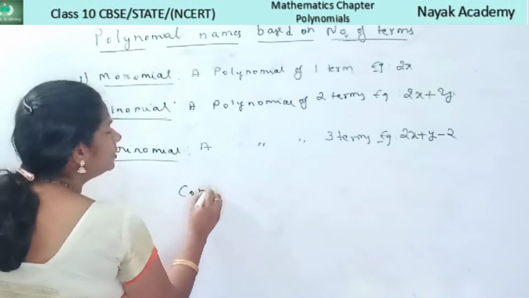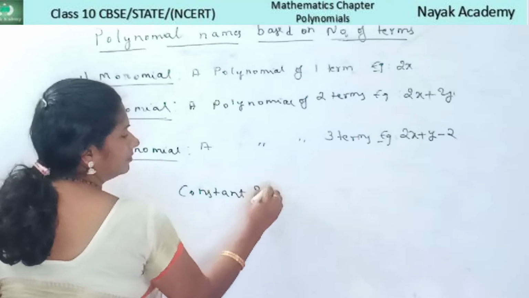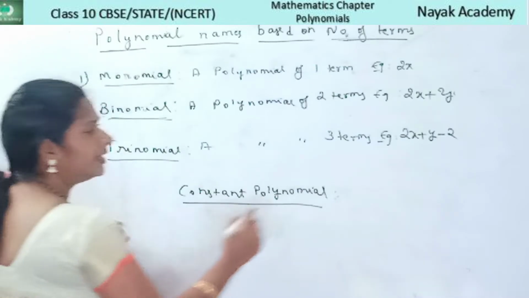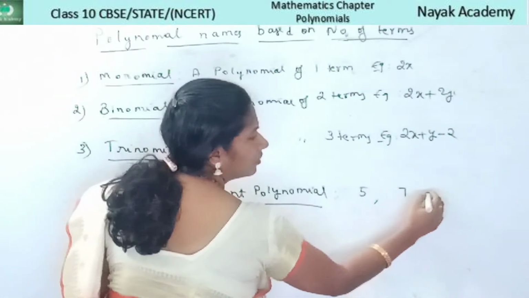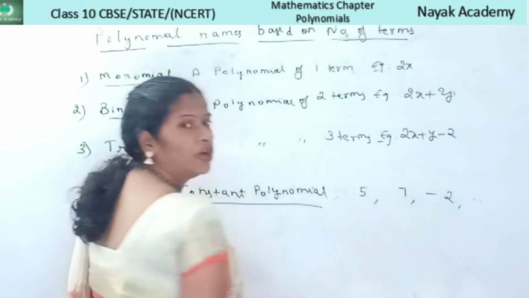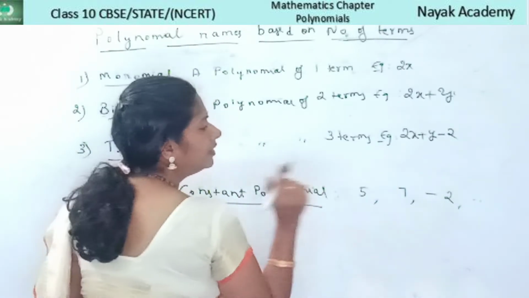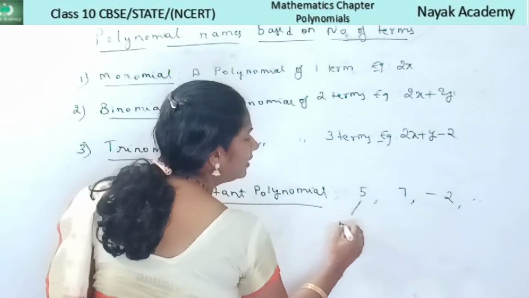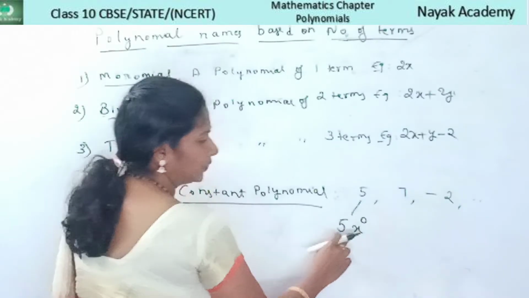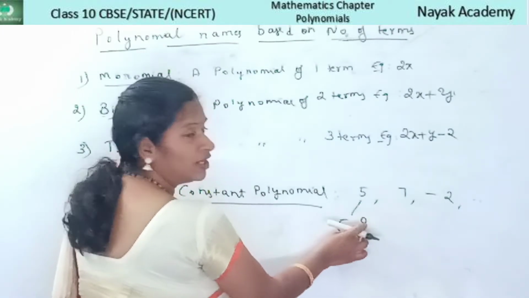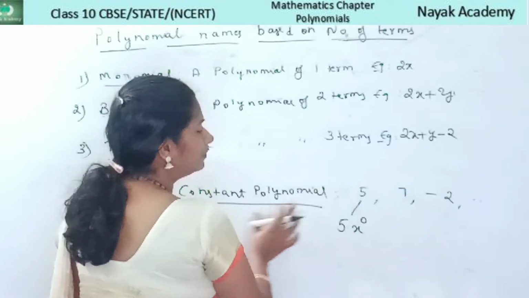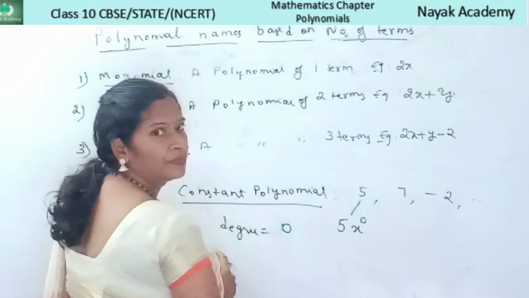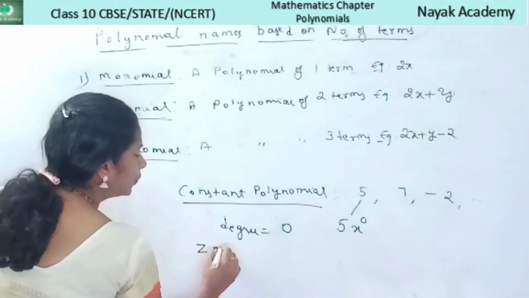Next, let us learn the constant polynomial. Examples, 5, 7, minus 2 and so on. So what is the degree of a constant polynomial, children? Here the degree of the variable is 0. For example, 5 you can write as 5 into x to the power 0, and the power of the variable is 0. So the degree of a constant polynomial is 0.